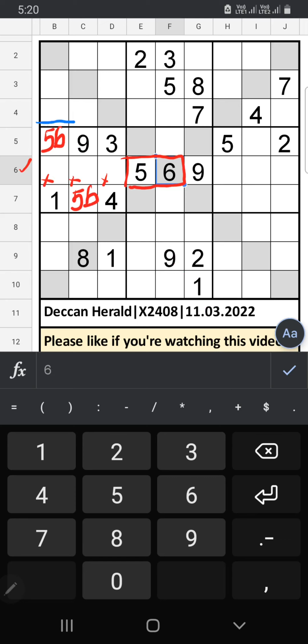Fourth grade, 3 numbers are remaining: 2, 7, 8. It will come in any one of the cells. We will confirm later. Sixth row, 3 numbers are remaining: 1, 4, 3. It will come in any one of the cells. We will confirm later.